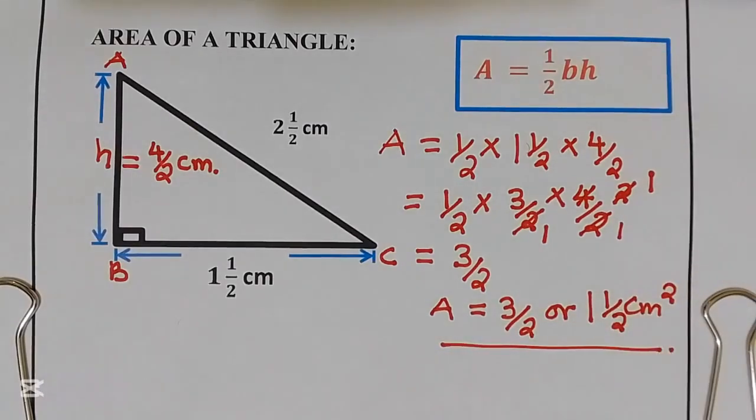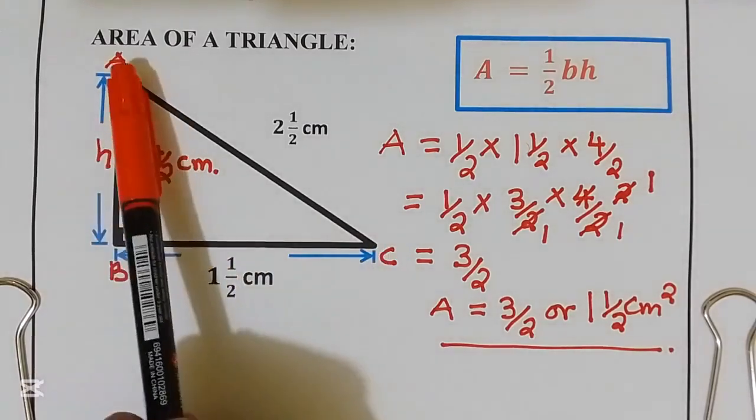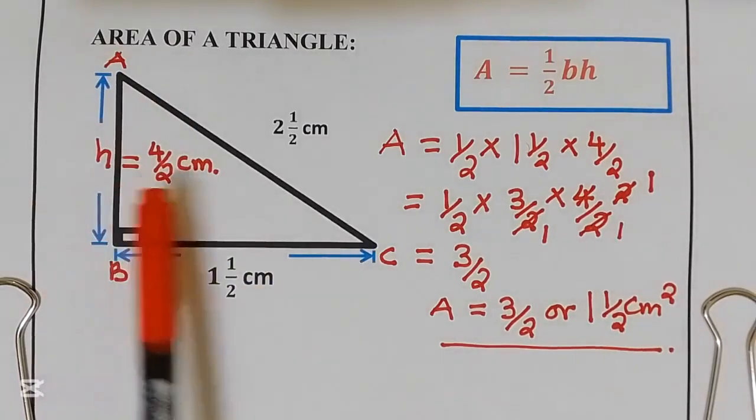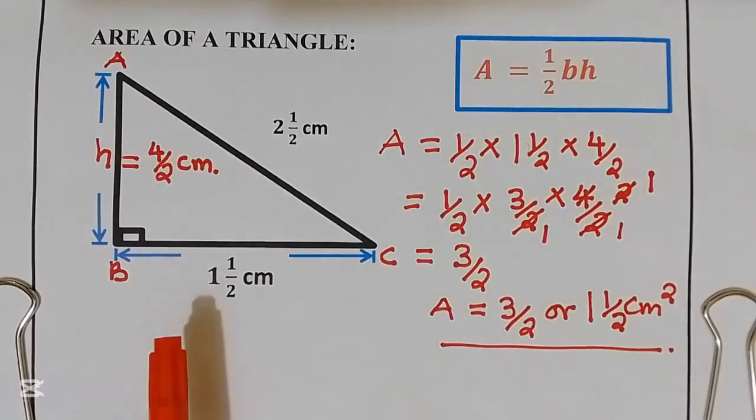I hope you understand this question. We were asked to find the area of a triangle, and they gave us the base. They didn't give us the height. We use Pythagoras theorem to find the height, and then we find the area. For more videos on triangles, you can check my playlist over here.